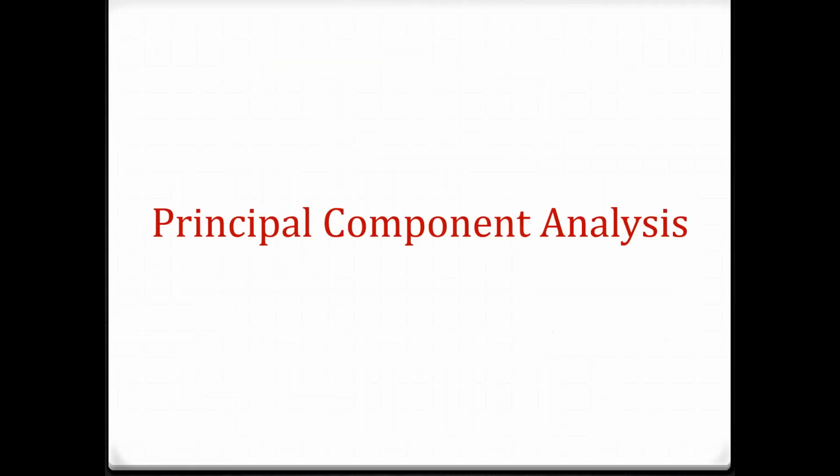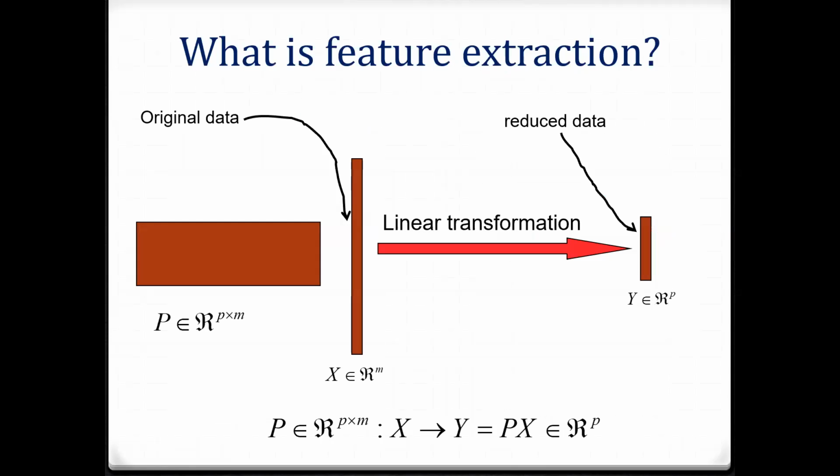So for example, in principal component analysis, if we have the original data, we will linearly transform it and reduce the data. That is something like feature extraction. For this purpose, we use two methods: principal component analysis and SVD.